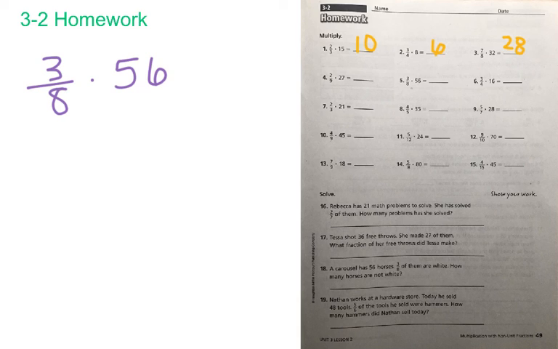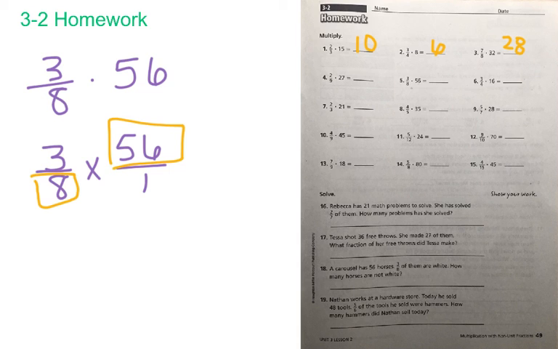Well, we have to write 56 as a fraction, and that means that we take the whole number, which is 56, and write it over 1. So now we have 3/8 times 56 over 1. I'm going to choose to cross-reduce, and in this case I have 8 as the denominator and 56 as the numerator over here, and I know that 8 can go into 56.